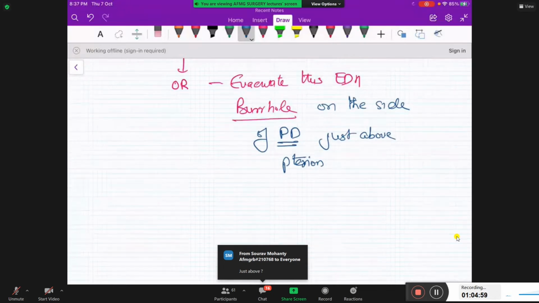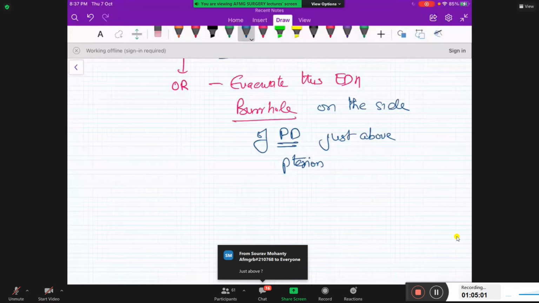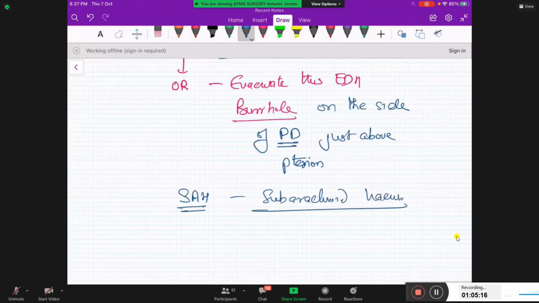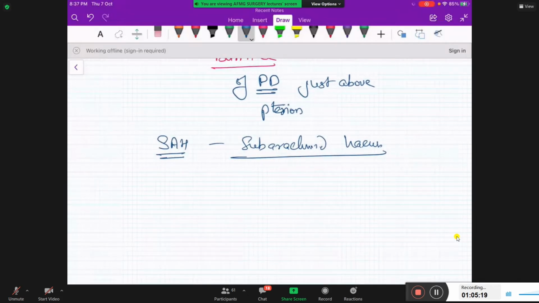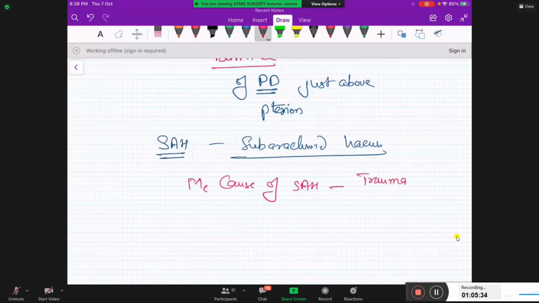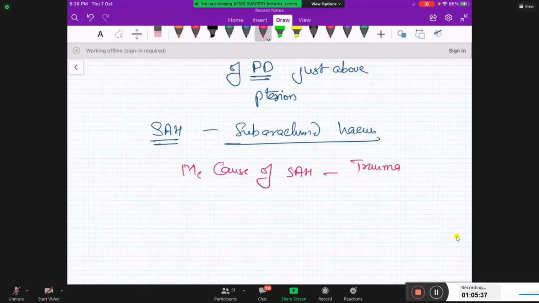Right? Then comes SAH, subarachnoid hemorrhage. Subarachnoid hemorrhage. You should know there is a lot of confusion on this. The most common cause of SAH is trauma. Most common cause of SAH is trauma.